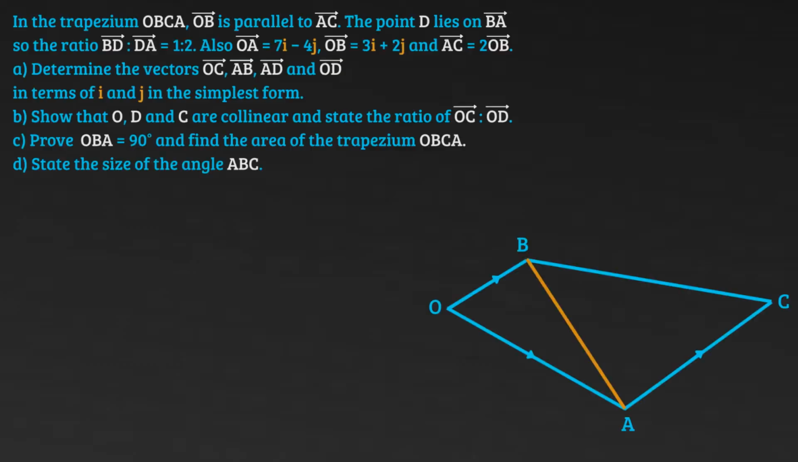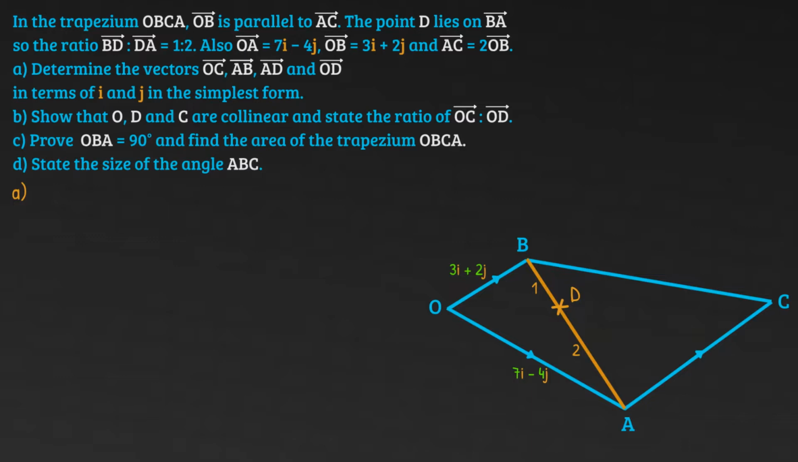So in the first question we have a trapezium OBCA where OB is parallel to AC. The point D lies on BA, so the ratio BD to DA is 1 to 2. We're also given OA and OB, and we're told AC is equal to 2OB.